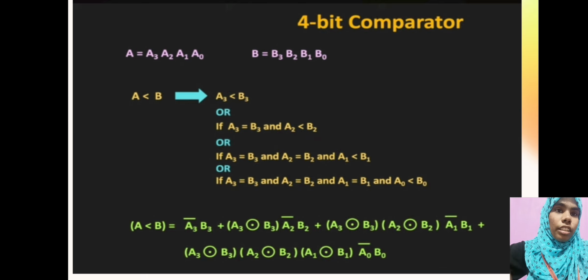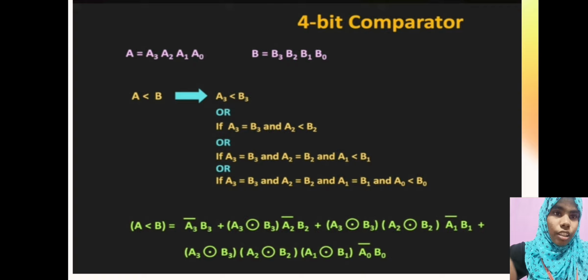Another conditional statement is A is less than B. When A is less than B, A equals 0 and B equals 1. Similarly, the A bits are A3, A2, A1, A0, and the B bits are B3, B2, B1, B0. A is less than B when A3 is less than B3.